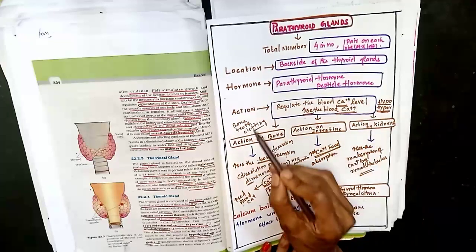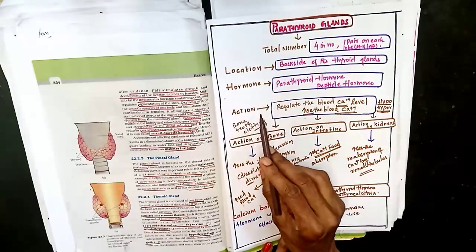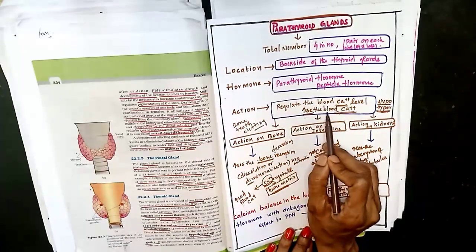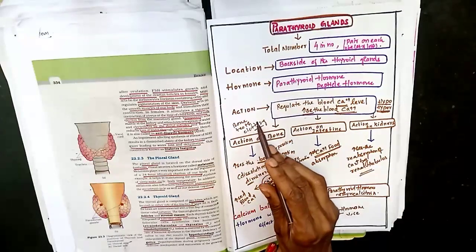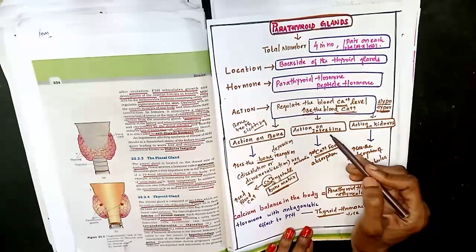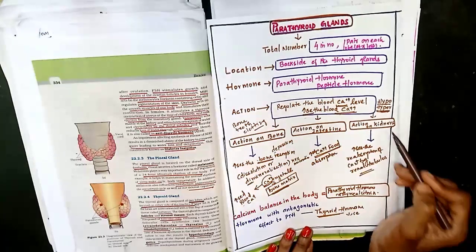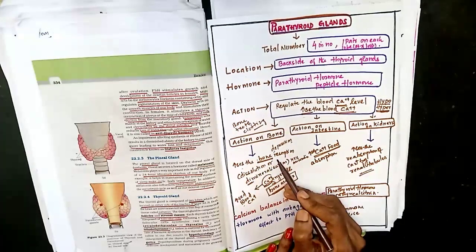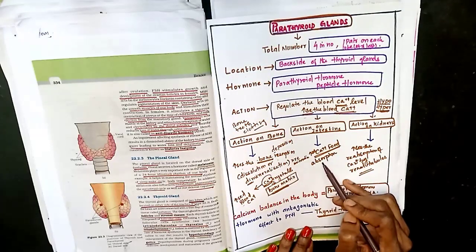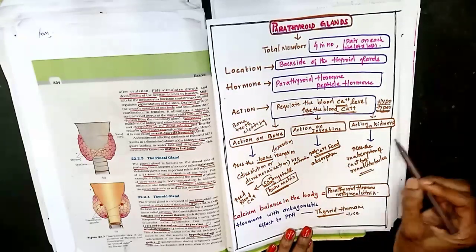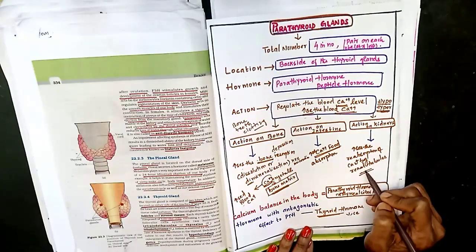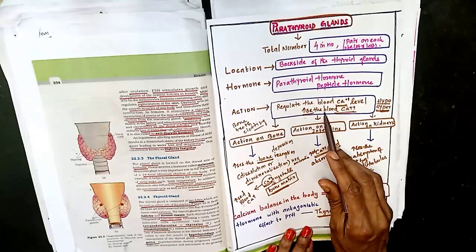Another MCQ, the mode of action. What is the action of parathyroid hormone? It regulates the blood calcium level, that is it increases the blood calcium. How does it increase the blood calcium level? Action on bone, action on intestine, action on kidneys. It increases the bone resorption and increases the blood calcium level. It increases the calcium absorption from the food. It increases the reabsorption or reuptake of calcium by renal tubules of kidneys, thereby increasing the blood calcium level.